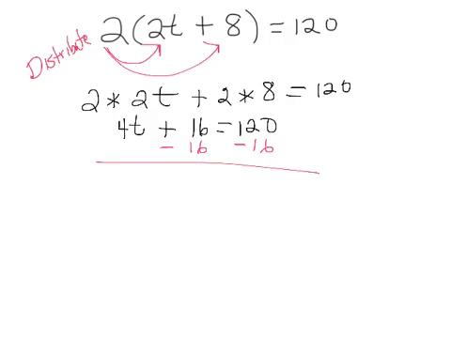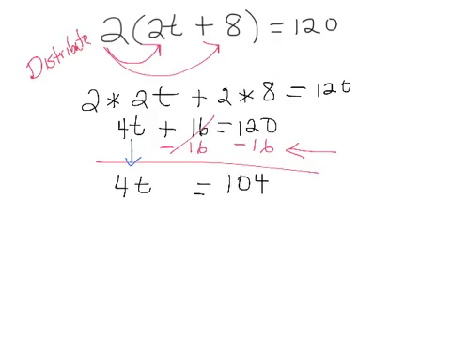Why am I subtracting 16? Because I want to move that 16 to the other side. When you do something to one side, you've got to do it to the other side. Alright, now I'm going to bring down this 4t. 120 minus 16 is 104.